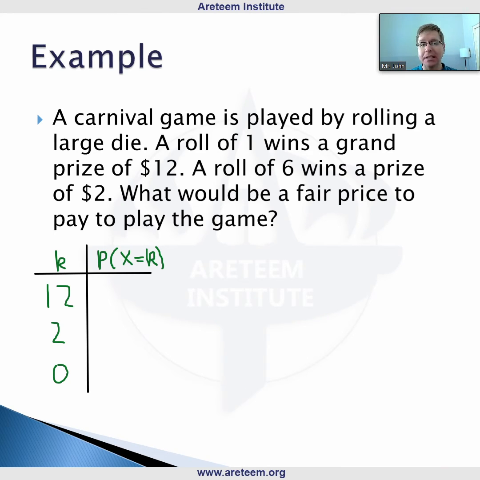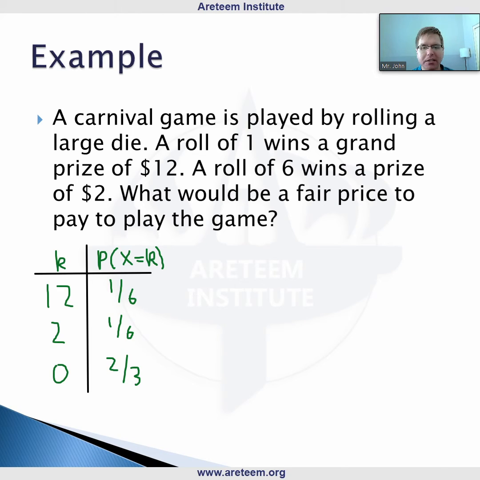These probabilities, of course, come from the rolls, right? You get a 1, so that is a 1/6 chance you win $12. You get a 2, that is another 1/6 chance you could win $2. And then the other times, the other 4/6 or the other 2/3 times, you actually win nothing in that case there.